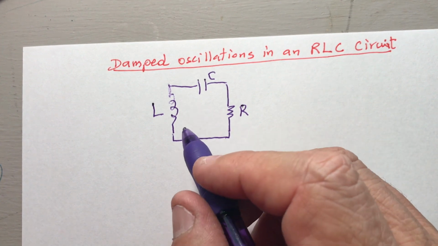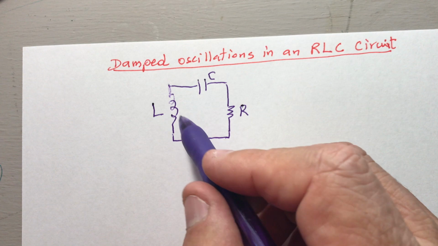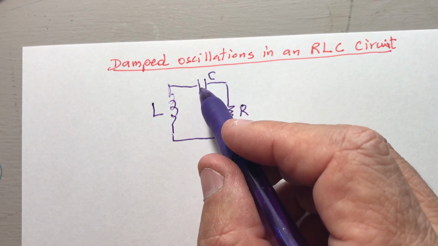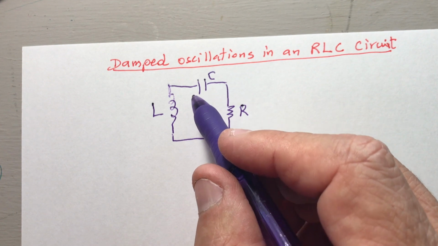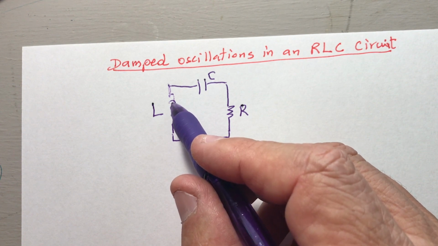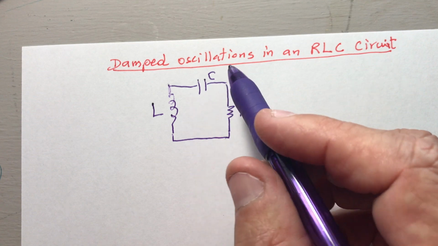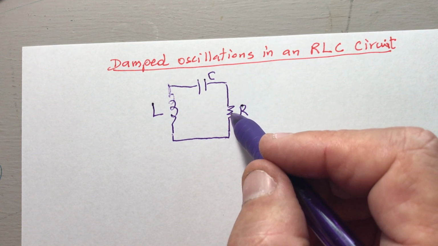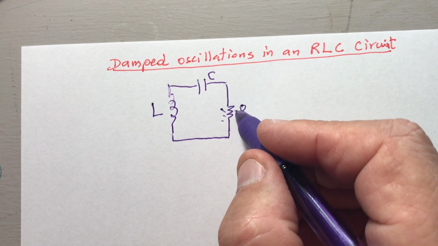Now let's look at the energy. If you have a current in the circuit, you're going to have energy in the capacitor, and that energy is stored in the electric field. You're going to have energy in the inductor, and that energy is stored in the magnetic field. And this energy will dissipate through this resistor. So this resistor takes out the energy in the form of heat.